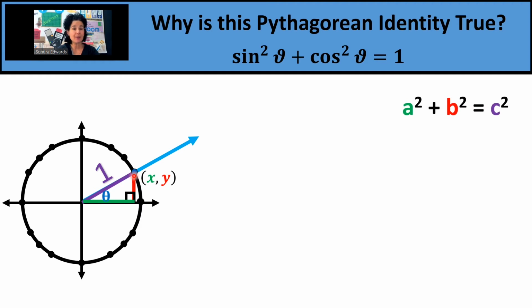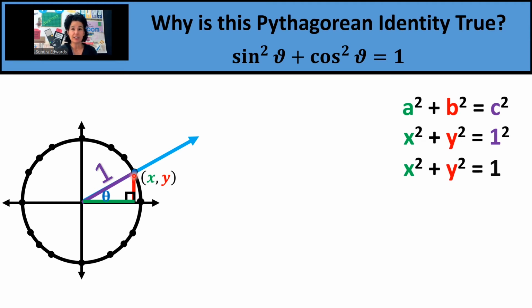If we just use the Pythagorean theorem with that green line segment being a length of x, the red line segment a length of y, and the hypotenuse a length of 1, substituting those values in, we get x squared plus y squared equals 1 squared, and just simplify 1 squared, we get 1.